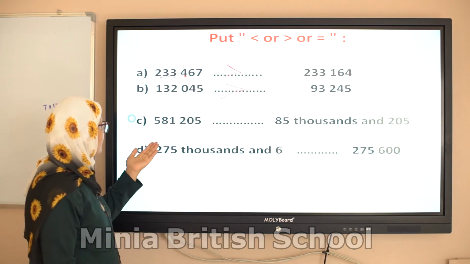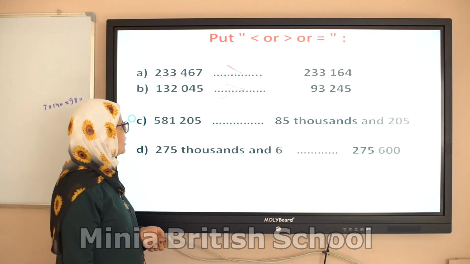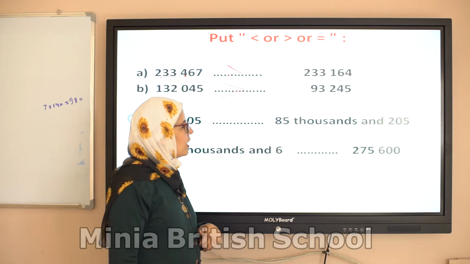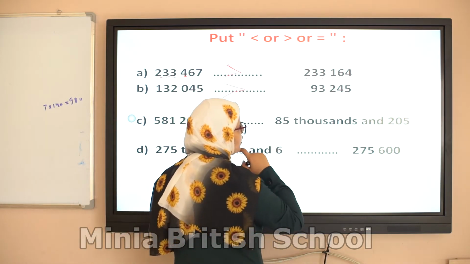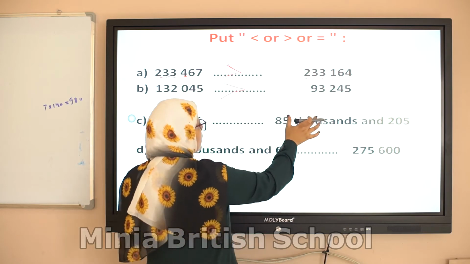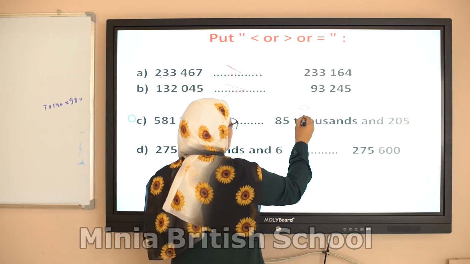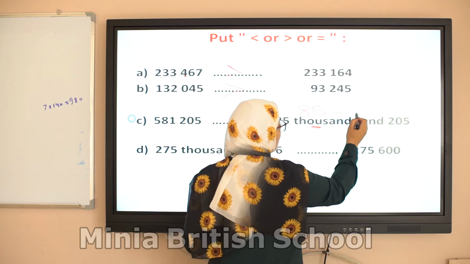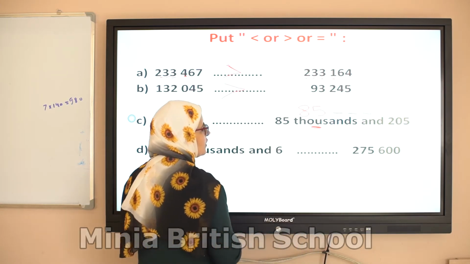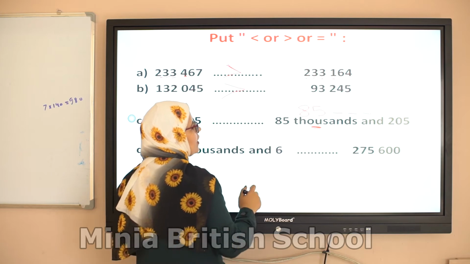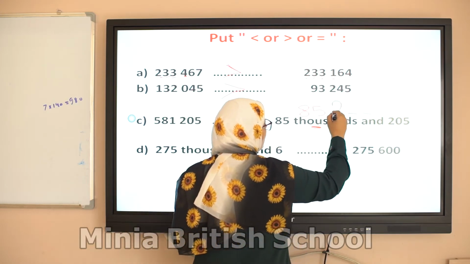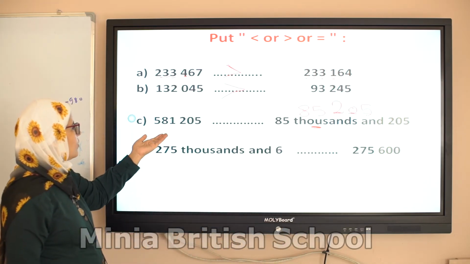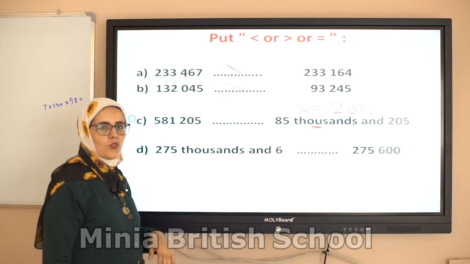Again, here we have 581,205, but here we have 85,205. So I need to convert this to the standard form, and then I will compare between them. 85,000. 1,000 here means what? It means I have 3 places after 85. In those places we have 205, so I will put 205. So now we have a 6-digit number and a 5-digit number. So which one is the greatest? Of course, this.